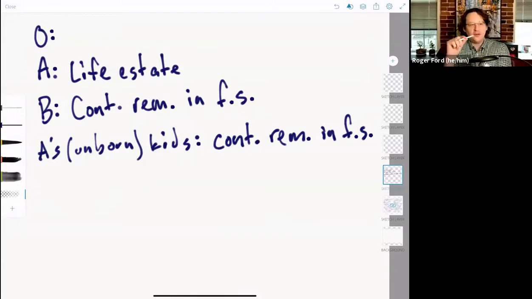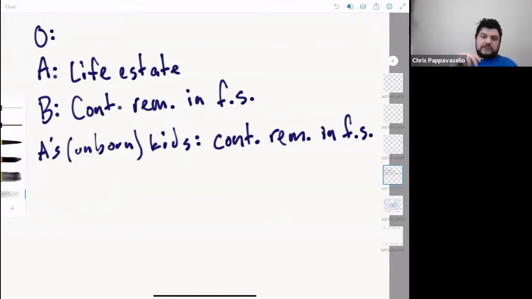Mr. Papavasilio. I agree with each of those, but I would add that since it's all contingent remainders, then O has to have a reversion.